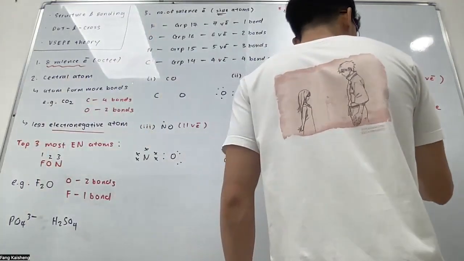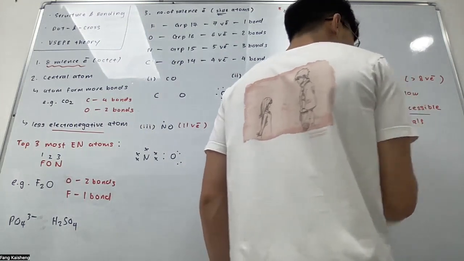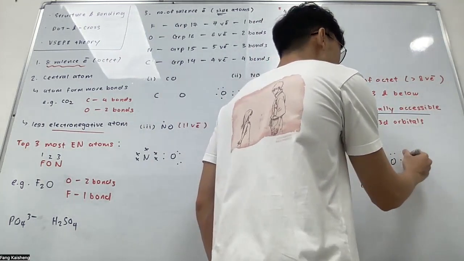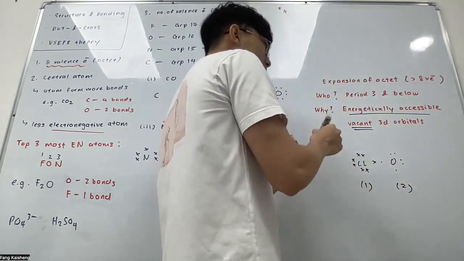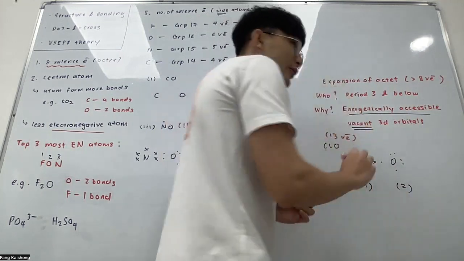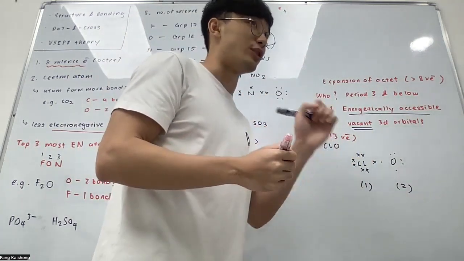So chlorine one bond will look something like this. So 1, 2, 3, 4, 5, 6. But oxygen, how many more do I need to fill up? 5 more. 1, 2, 3, 4, 5. Now, as we have already established, this guy has 13 valence electrons, which is an odd number, which means there is an unpaired electron. Agree?